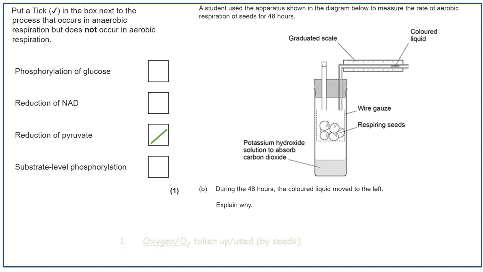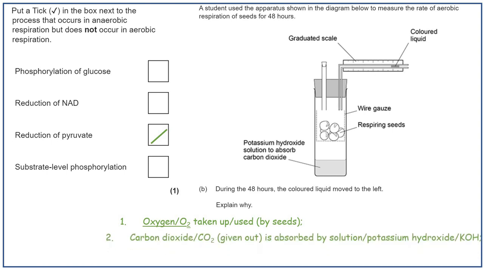Explain why. It's because oxygen is taken up by the seeds, but the carbon dioxide that's given out is absorbed by the potassium hydroxide. Therefore, there is a decrease in pressure inside.